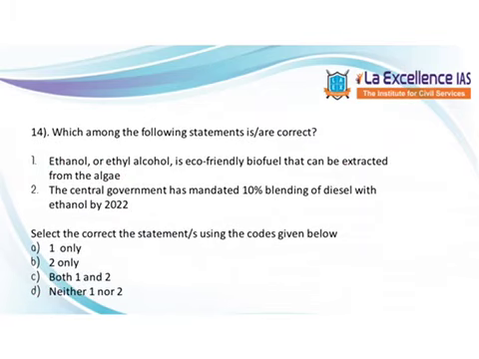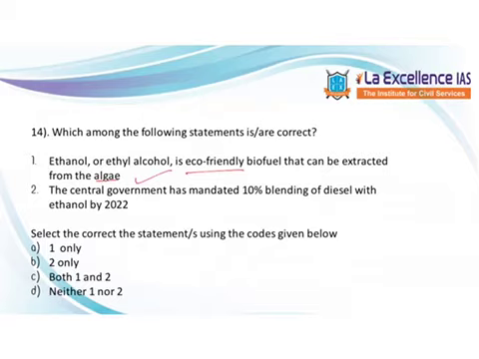Which among the following statements are correct? Ethanol or ethyl alcohol is eco-friendly. Yes, it is a biofuel. Therefore, it's eco-friendly and can be extracted from algae. Earlier it was made from the fermentation of sugars from plants such as corn and sugarcane. Later on, it was also made from molasses, which is a byproduct of sugar manufacturing. Now, with the third generation biofuels which are coming up, they are produced from algae. So, statement 1 is correct.